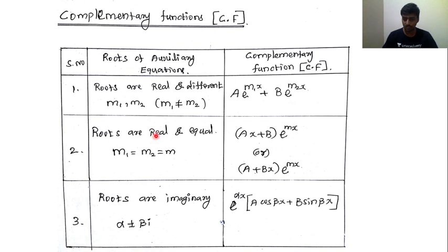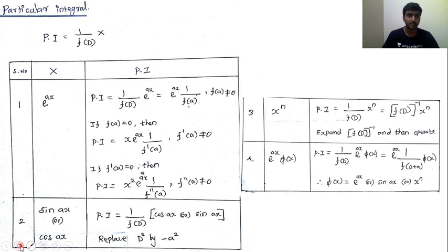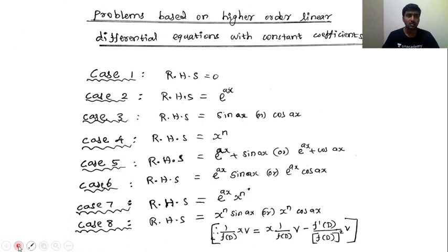Here the roots are real and equal, M1 is equal to M2 is equal to M. When roots are imaginary, alpha plus or minus beta i, the complementary function is e power alpha x into a cos beta x plus b sin beta x. So this is the format. Now, these are the particular integrals. As per the particular integrals, these are the different cases. We have discussed these in higher order differential equations with constant coefficients itself. Based on these 8 cases, we are going to discuss the Euler-Cauchy equation.